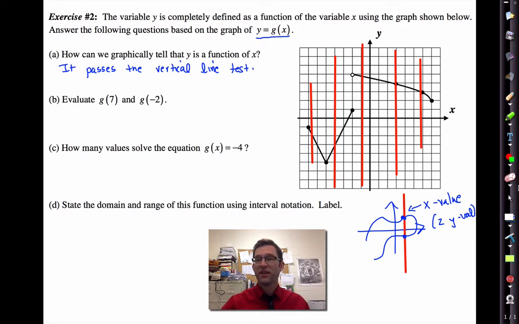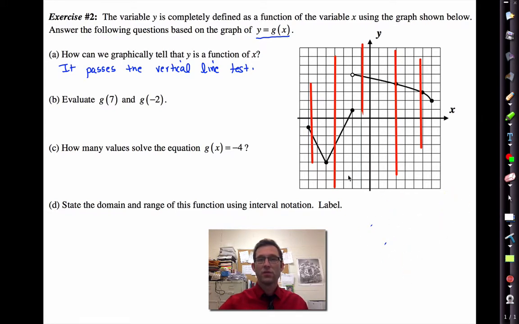All right, and now I got to erase all this stuff. Otherwise, we're not going to be able to see anything. All right, so vertical lines are gone.